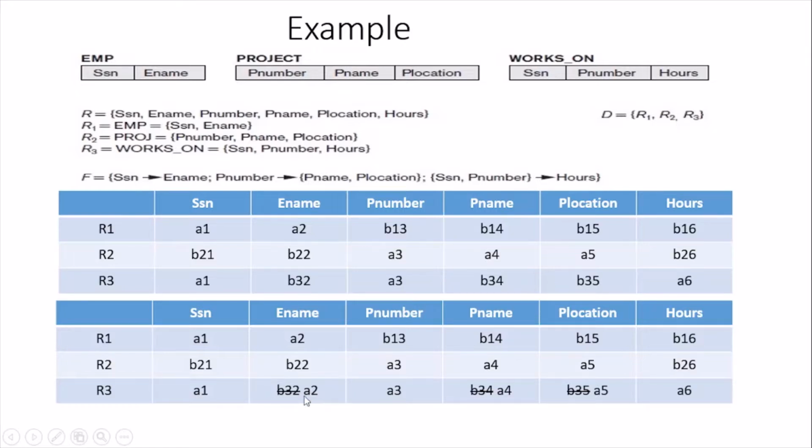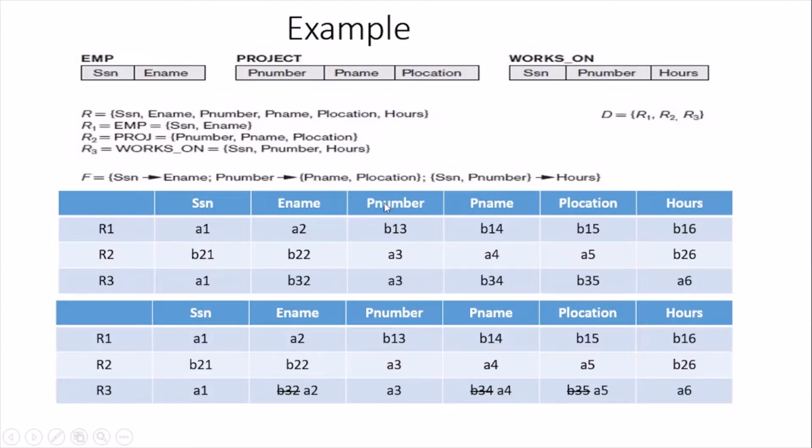That is solved. Again, you take the next dependency, P number to P name, comma P location. So take P number: B13, A3, A3. So two values are repeated, A3, A3. Corresponding to that, you have one A4 and A3. Here A4, that is, an A symbol is there, so you can copy that to the other rows also. So A4, you get A4.